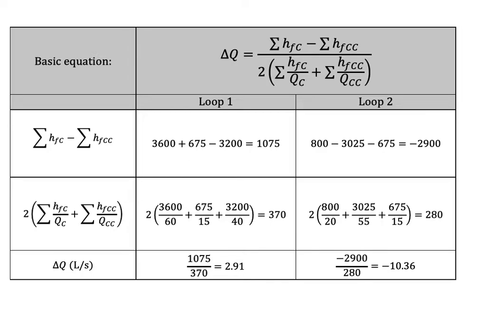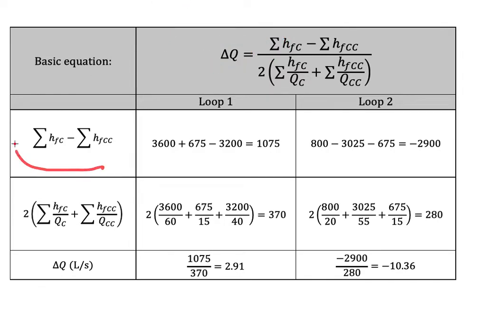And then we make another table to fulfill our Hardy-Cross method equation here. The equation is like this. We have delta Q equal to the sum of HF clockwise minus the sum of HF counterclockwise, over 2 times the sum of HF over Q, clockwise and counterclockwise. Okay, so let's do this one. First, we need to understand that sigma here means summation, the total amount.